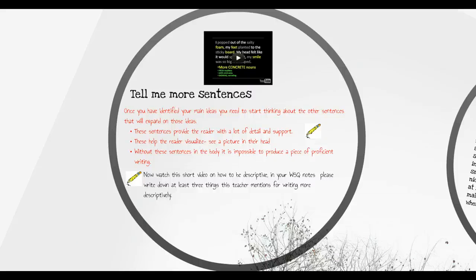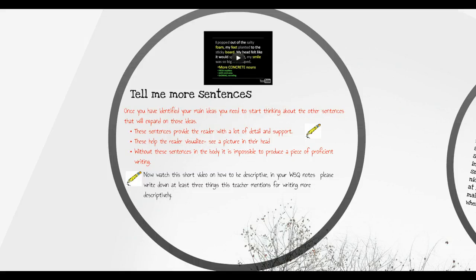So basically, go ahead and take some notes down on your body sentences. We'll go ahead and call these tell me more sentences because you're expanding on the main idea. You're telling the reader more. Once you've identified what your main ideas are, you need to start thinking about how to expand those ideas. So you need to start providing the reader with some detail and support. You need to help them visualize or see a picture in their head.